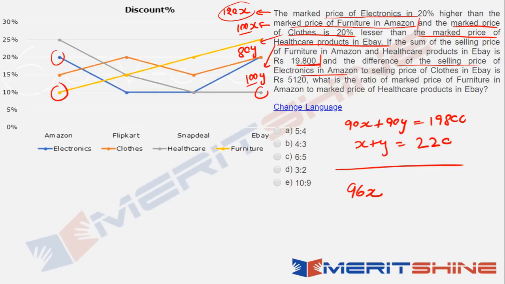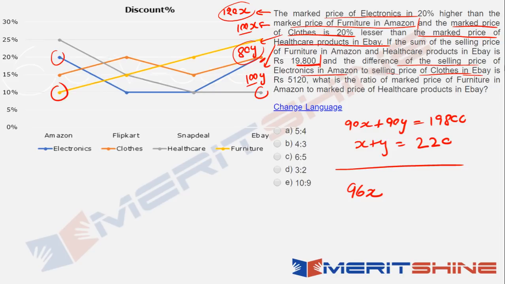And selling price of clothes in eBay. If you look at this, clothes in eBay is 80y, that's the mark price. For eBay clothes, this is the discount, this value here, which is again 20%. So 20% of 80y is subtracted from this. So what would be left? Selling price will be 64y, yes, so it will be 64y here.